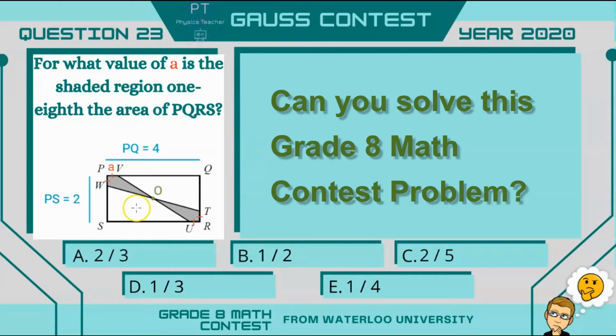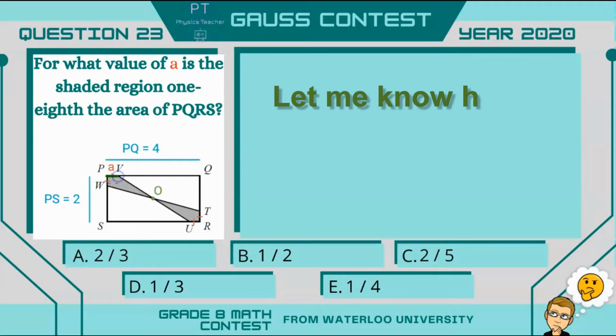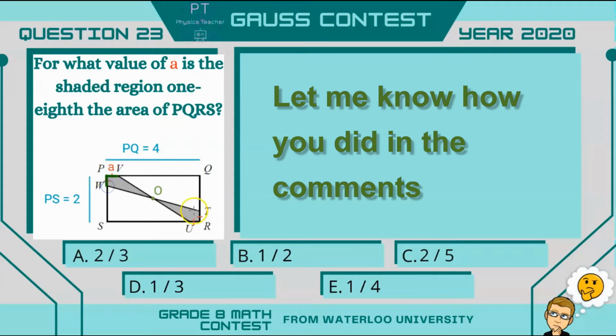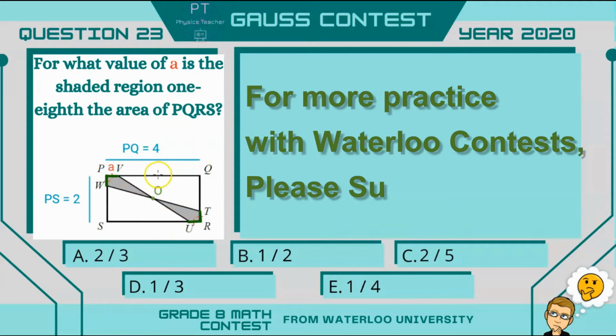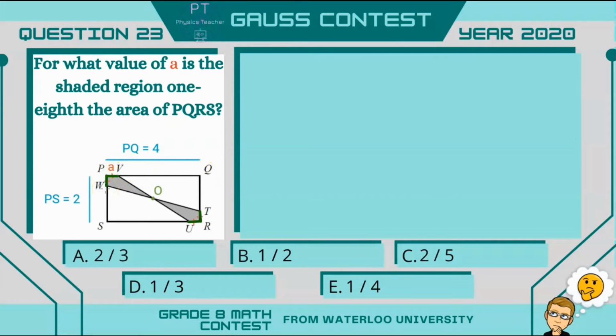In this question, it asks for what value A, and A is this length here, but it could also be this length, UR or TR, those are all the same value of A. Is this shaded region exactly 1/8 of the area of this entire rectangle? Give it a try, and I'll be right back with the solution.